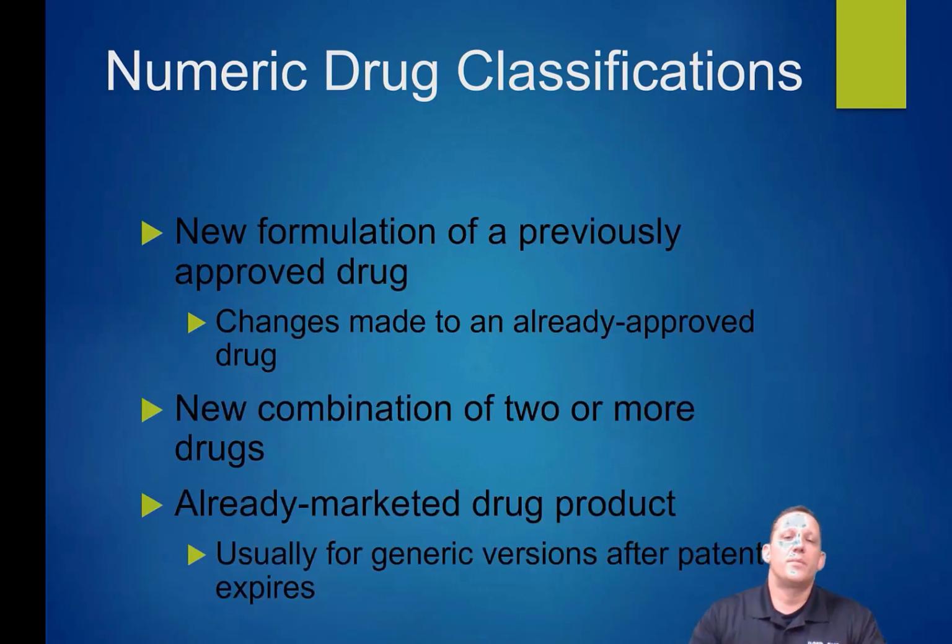A new formulation of a previously approved drug is going to be something along the lines of something with APAP, like Percocet with APAP. That's really just using an opiate with Tylenol in a combination so that you can approach pain relief from two different receptors, because they're working on different pathways in the body. The combination of the two drugs creates a new need for classification. And then if the drug's already marketed, there needs to be a generic version after the patent expires.